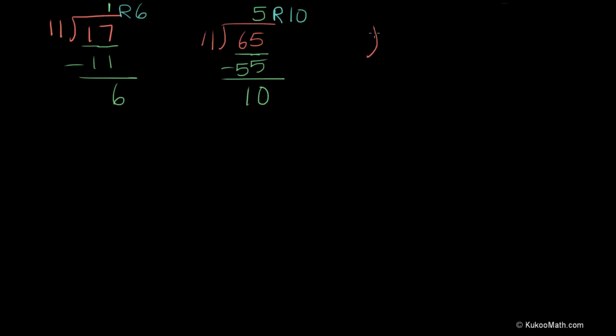Let's look at another problem. 34 divided by 11. We can't do 3 divided by 11, so we're going to do 34 divided by 11. What number do we multiply by 11 to get as close to 34 as possible? Our best option here is 11 times 3, which equals 33. And when we subtract, we get 1. We obviously can't do 1 divided by 11, so our answer is 3, remainder 1. Let's try one last problem.